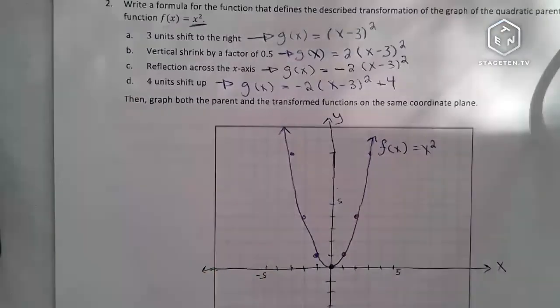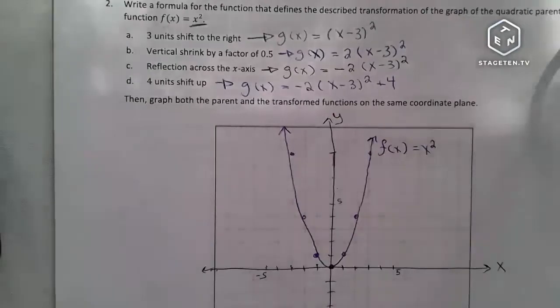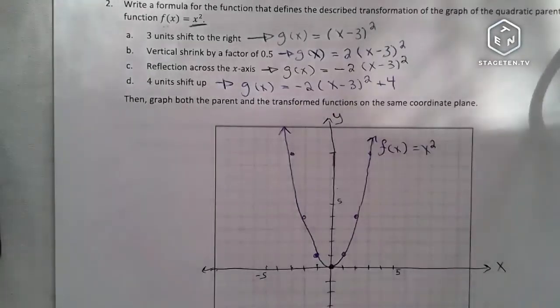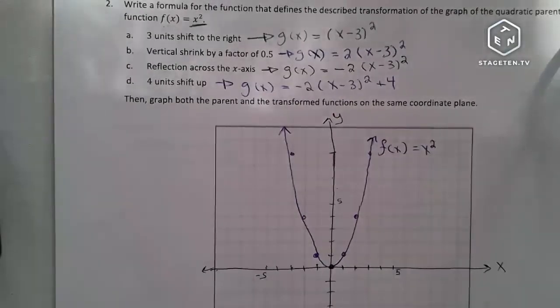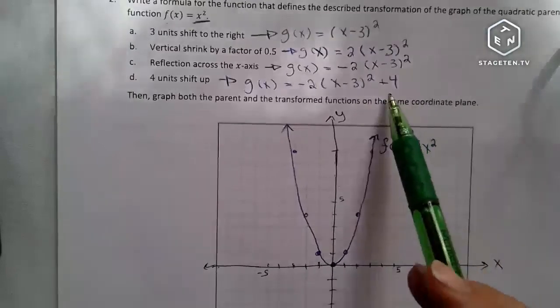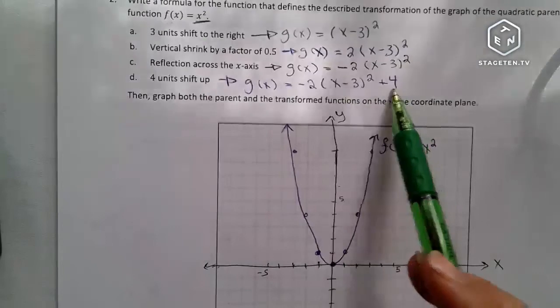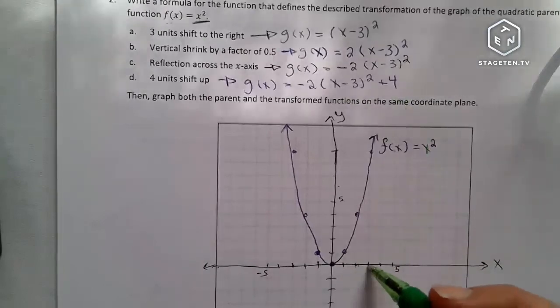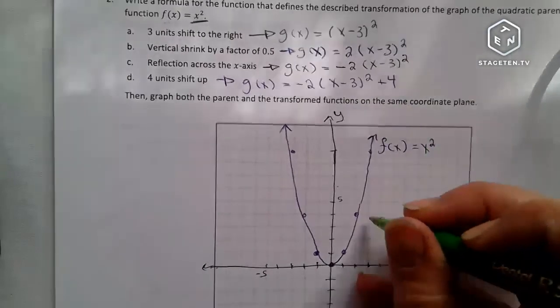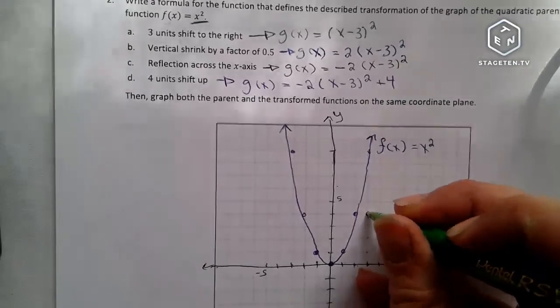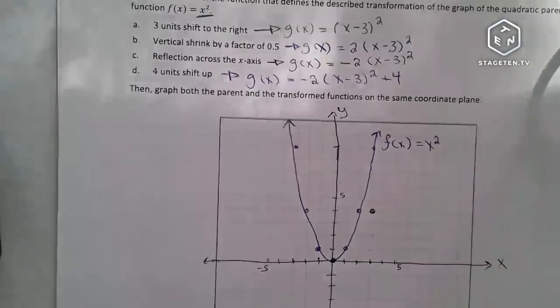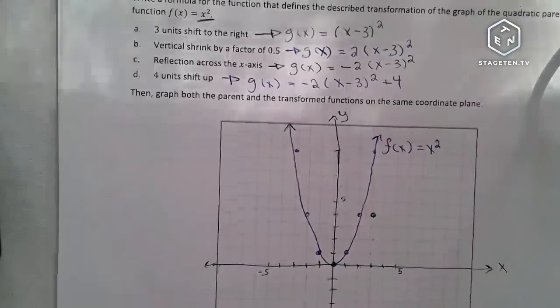All right, and I'm going to graph the new one in green, our g of x. So now we have a vertex of 3, 4. So 1, 2, 3, 1, 2, 3, 4, right? And if you're curious about new points, you can always plug something in.